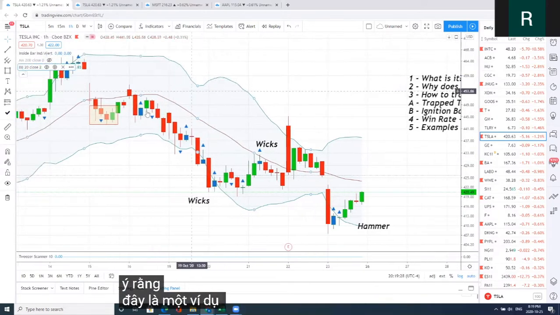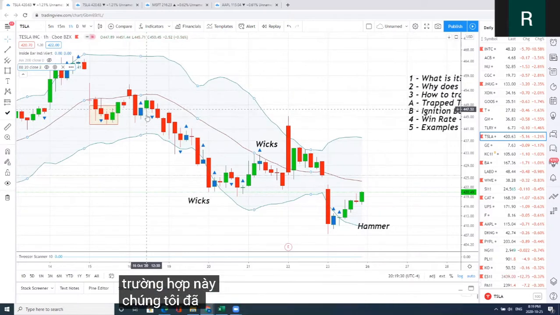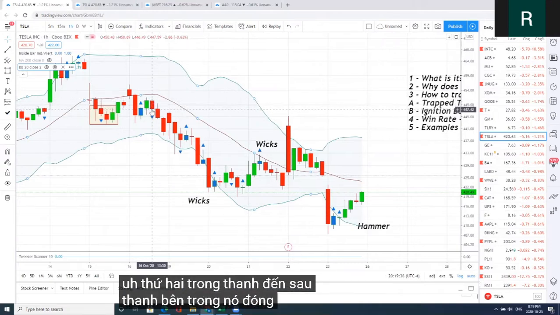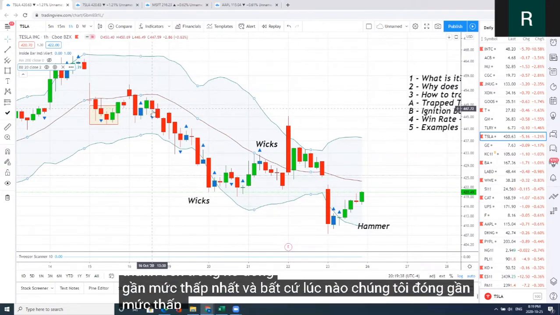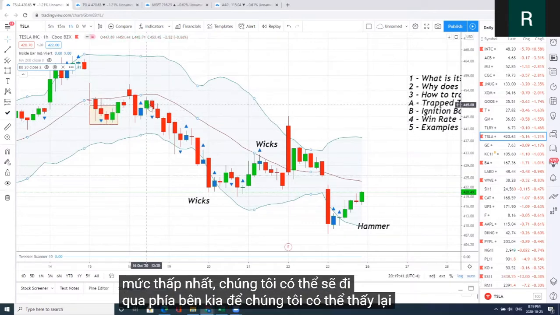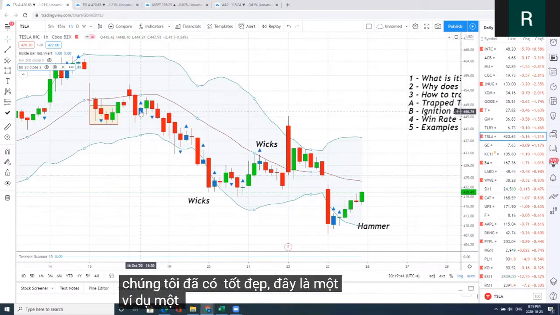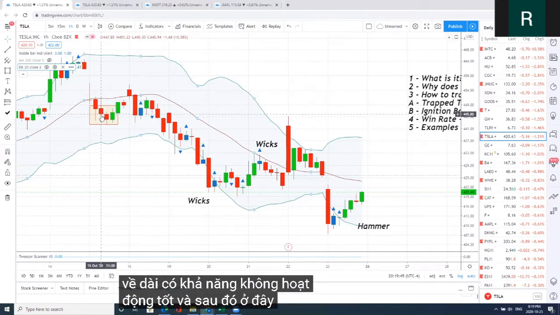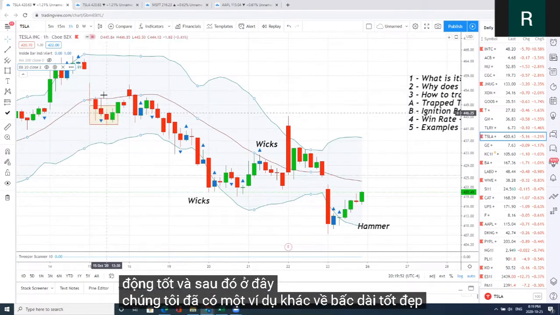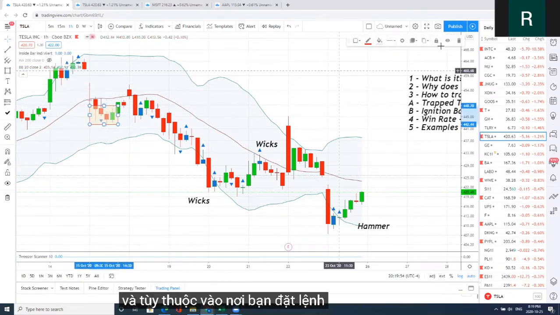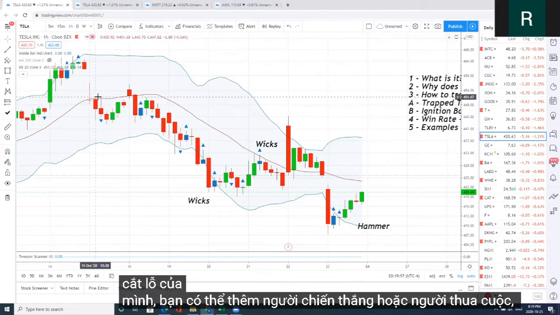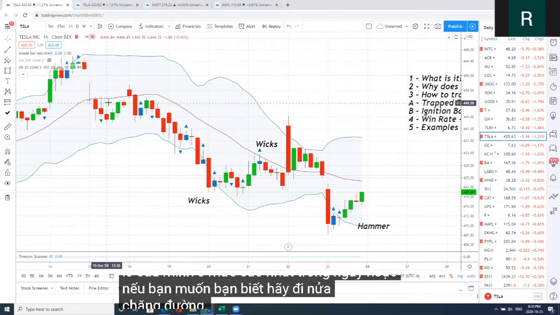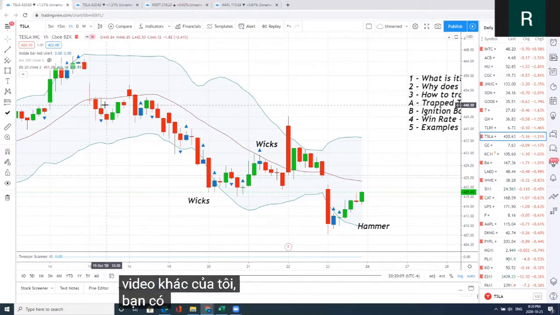Here's another example right here. In this case, we had a long wick, but then the bar that came after the inside bar closed near its lows. And anytime we close near the lows, we're likely to follow through to the other side. So we could see again, we had this nice sell-off. Here's an example again of the long potentially not working, which is fine. And then over here, we had another example of a nice long wick. Depending on where you put your stop loss, you could have a winner or loser. If you put your stop loss at the high of the day, or if you went halfway through the candle, like I teach in some of my other videos, you could have potentially had a little scalp.